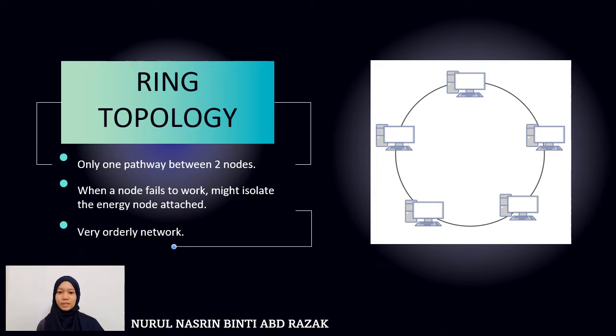The ring topology provides only one pathway between 2 nodes. The ring network might be disrupted when a single link fails to operate. A node failure or even a cable break might isolate every node attached to the ring. The ring topology is also a very orderly network as every device has the opportunity to transmit.